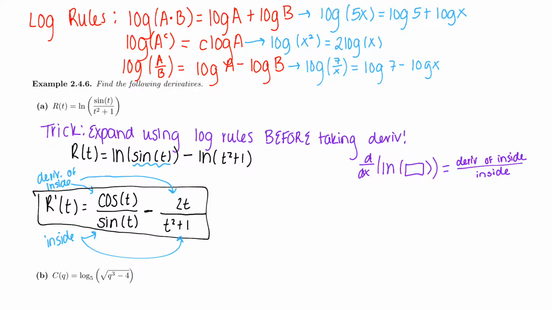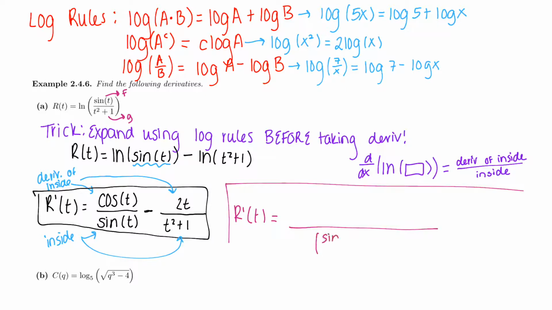To be clear, if you were taking this the long way, your answer would look much, much different. This would require a quotient rule. So why don't I write what it would look like, because I think it's interesting to talk about how bad this could look if we wanted it to look bad. You would have an f and a g, right? And our rule would still be the same: derivative of the inside over the inside. So the inside itself would be sine t over t squared plus 1. That's the inside, so then we put the derivative on top. Quotient rule requires f prime g minus g prime f all over g squared.